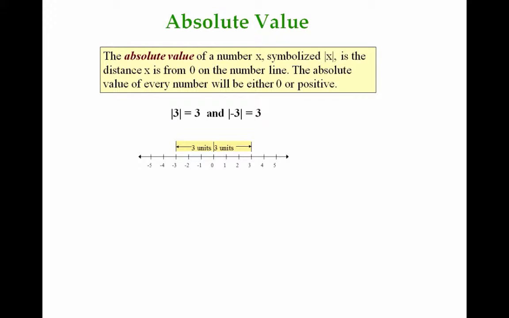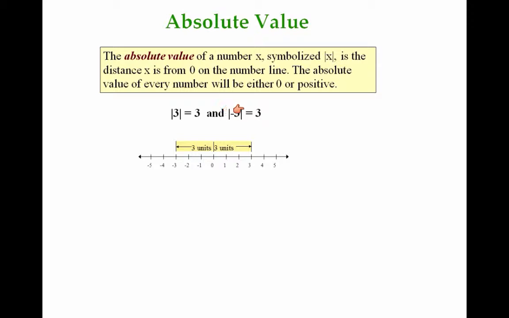The absolute value of a number x, using this symbol, is the distance x is from 0. So when I ask what the absolute value of 3 is, locate 3 on the number line. This is where 3 is. You want to know how many units 3 is from 0. It's only 3 units. So that's why the absolute value of 3 is equal to 3.